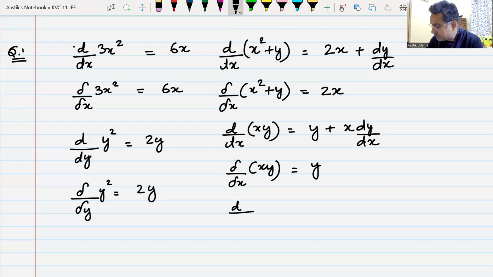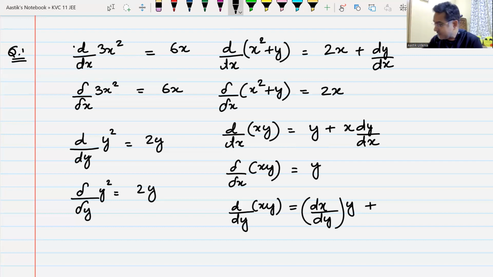If I find the complete derivative of xy with respect to y, now the answer would be, I will first find the derivative of x. Derivative of x is dx by dy, and I will multiply it by y, plus I will multiply x by the derivative of y. Derivative of y is 1. So this is the answer of full derivative of xy with respect to y.